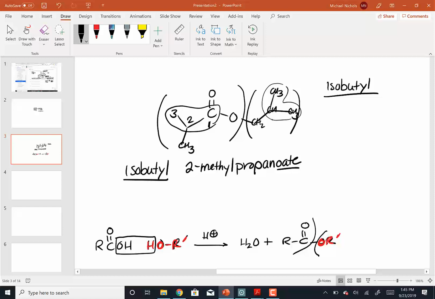So esters are named alcohol part first, carboxylic acid part second, and instead of being an oic acid, it becomes an oate. Does that make sense?